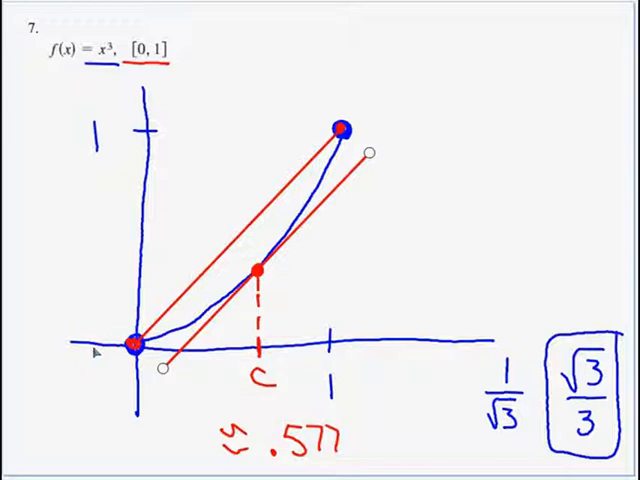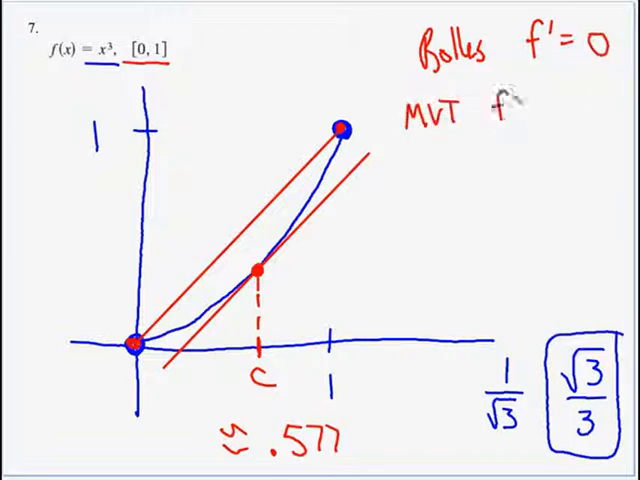So again, to sum it up, for Rolle's, you set your derivative f prime equal to 0. For MVT, you set your derivative f prime equal to the slope of the secant line through the endpoints. That's supposed to be m of secant line. And there we go.